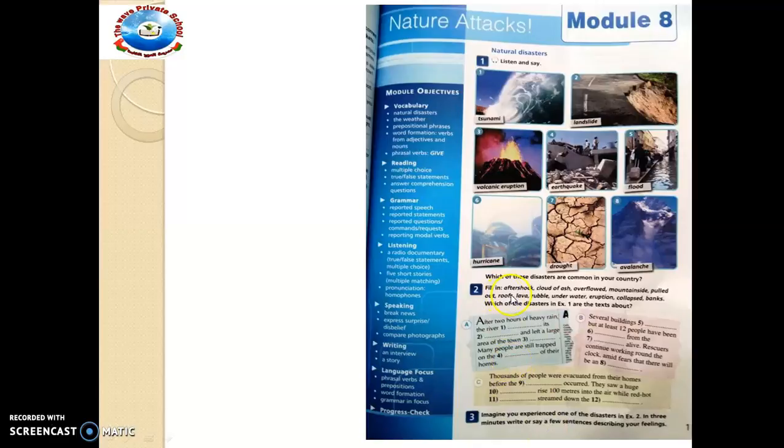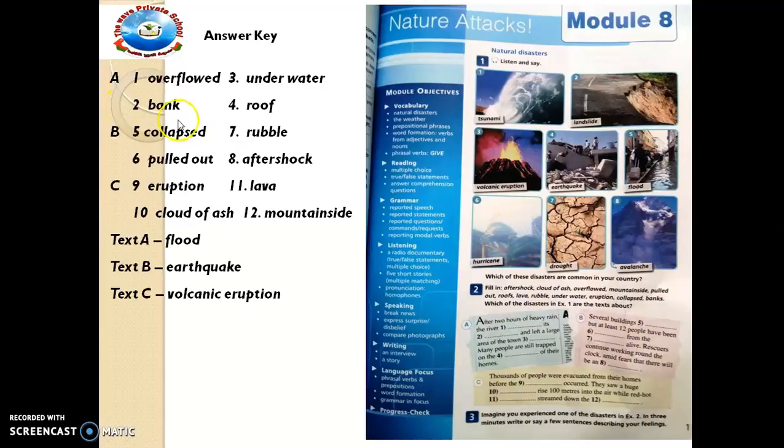Okay, so fill in these words: aftershock, clouds of ash, overflowed, mountainside, flood, roof, underwater. So these words here, let's see, fill them. You can see them here. So we want to fill those words here. You can see them, so you copy this and fill them here. And test A talks about flood, test B is about an earthquake, and test C is a volcanic eruption.